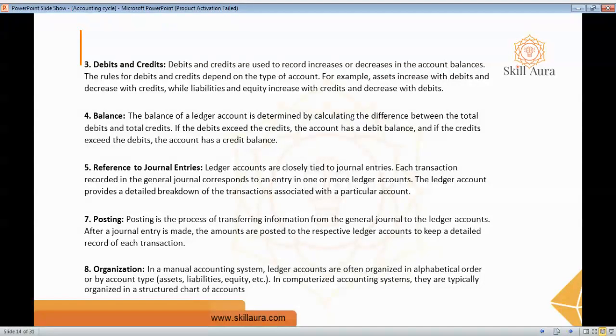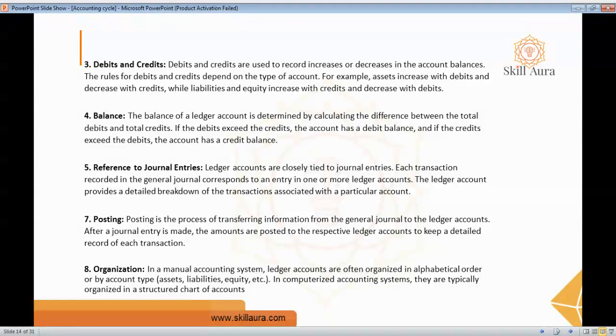The next one is posting. Here, posting is the process of transferring the information from the journal to the ledger account. Once the journal entry is made, the amounts are posted to the respective ledger account to keep a detailed record of each transaction. We have to post the entries which are given in the journal into the ledger account with the amount.